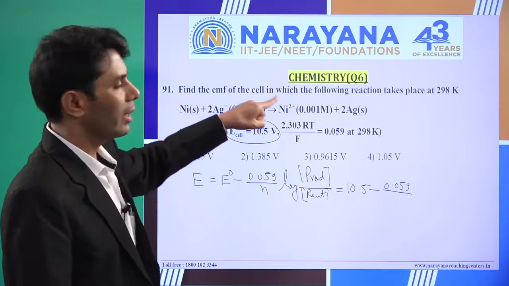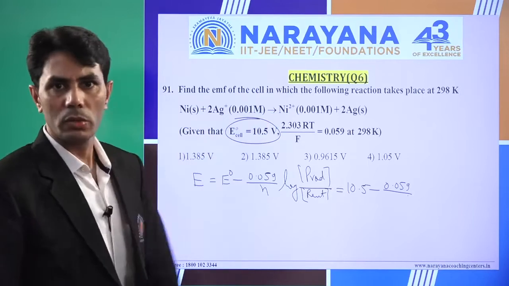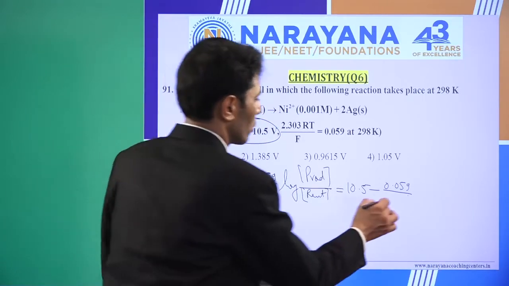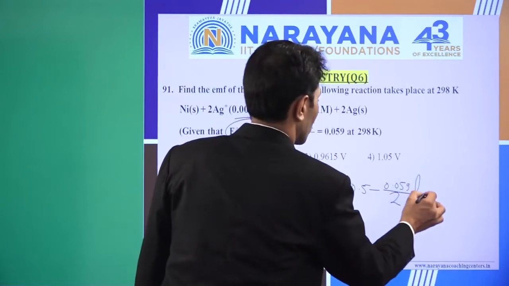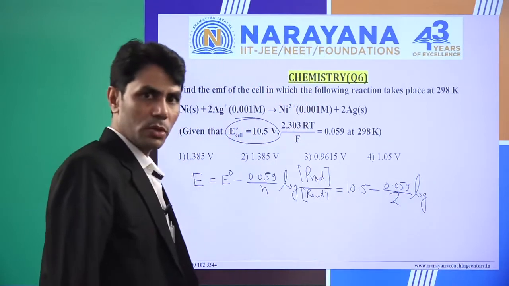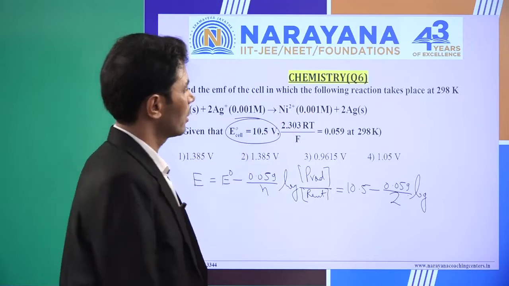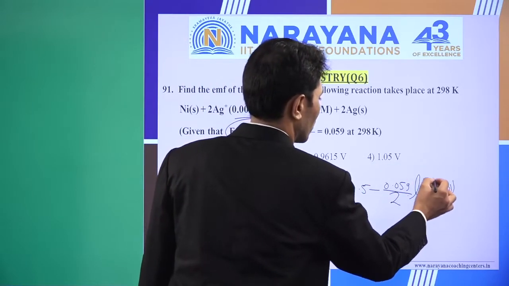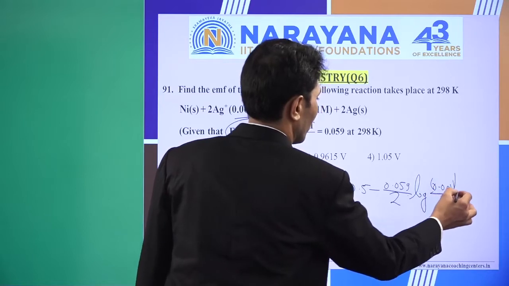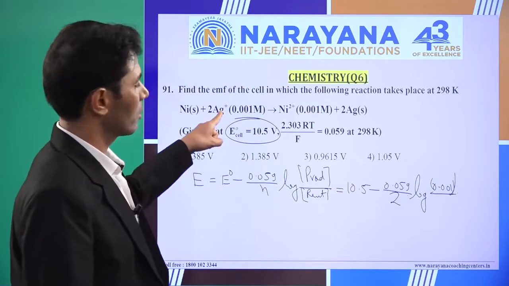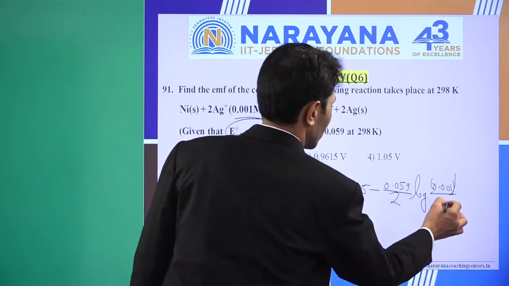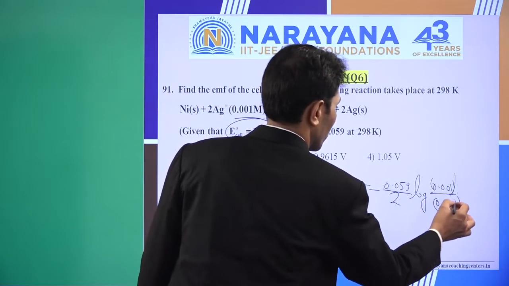Ni is going into Ni plus 2. It means it is donating 2 electrons. And silver is absorbing 2 electrons. There are 2 silver. So you can say 2 log the concentration of product. What is product here? Concentration of product is 0.00001 raised to power 1 divided by concentration of silver, and that is 0.001 raised to power 2.